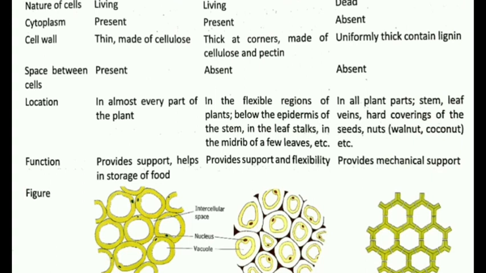Parenchyma tissue provides support and helps in storage of food. Collenchyma tissue provides support and flexibility to the plant parts. Sclerenchyma provides mechanical support to the plant parts.